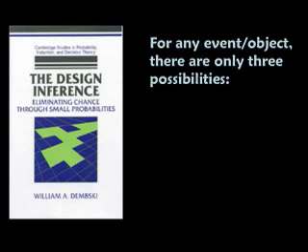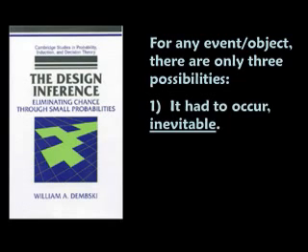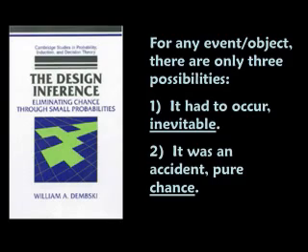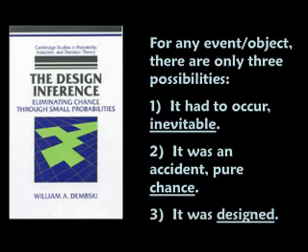Here's what he says. For any event or object, there are only 3 possibilities. It either had to occur, that is, it was inevitable. The forces of nature were going to make it happen. Or it was an accident, that it was purely by chance. You know, don't you, things happen by chance? They do. Random events. Or it was designed. Dr. Dembski argues there's no other answer. You look at an event or a phenomenon, it either was inevitable, or it was random, or it happened by design.